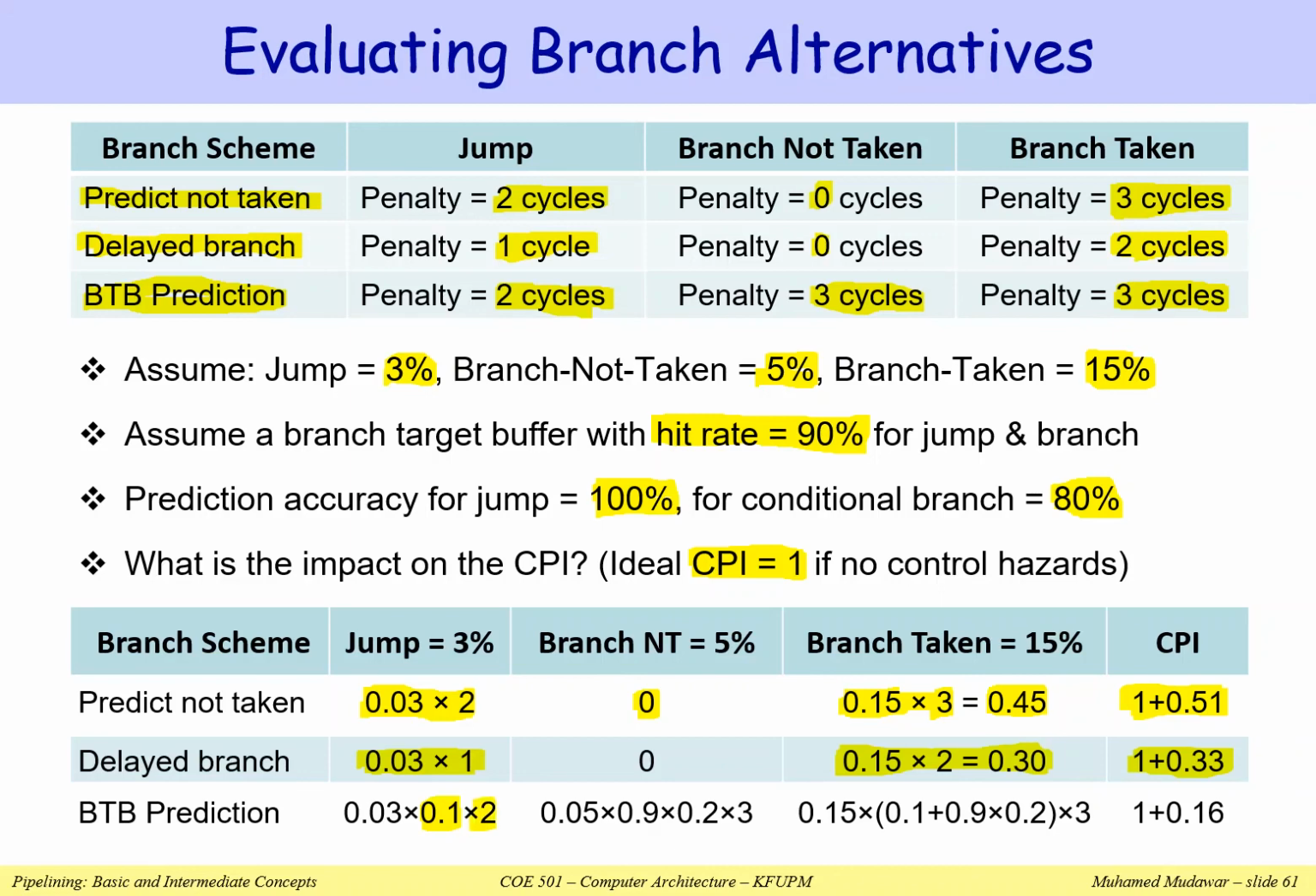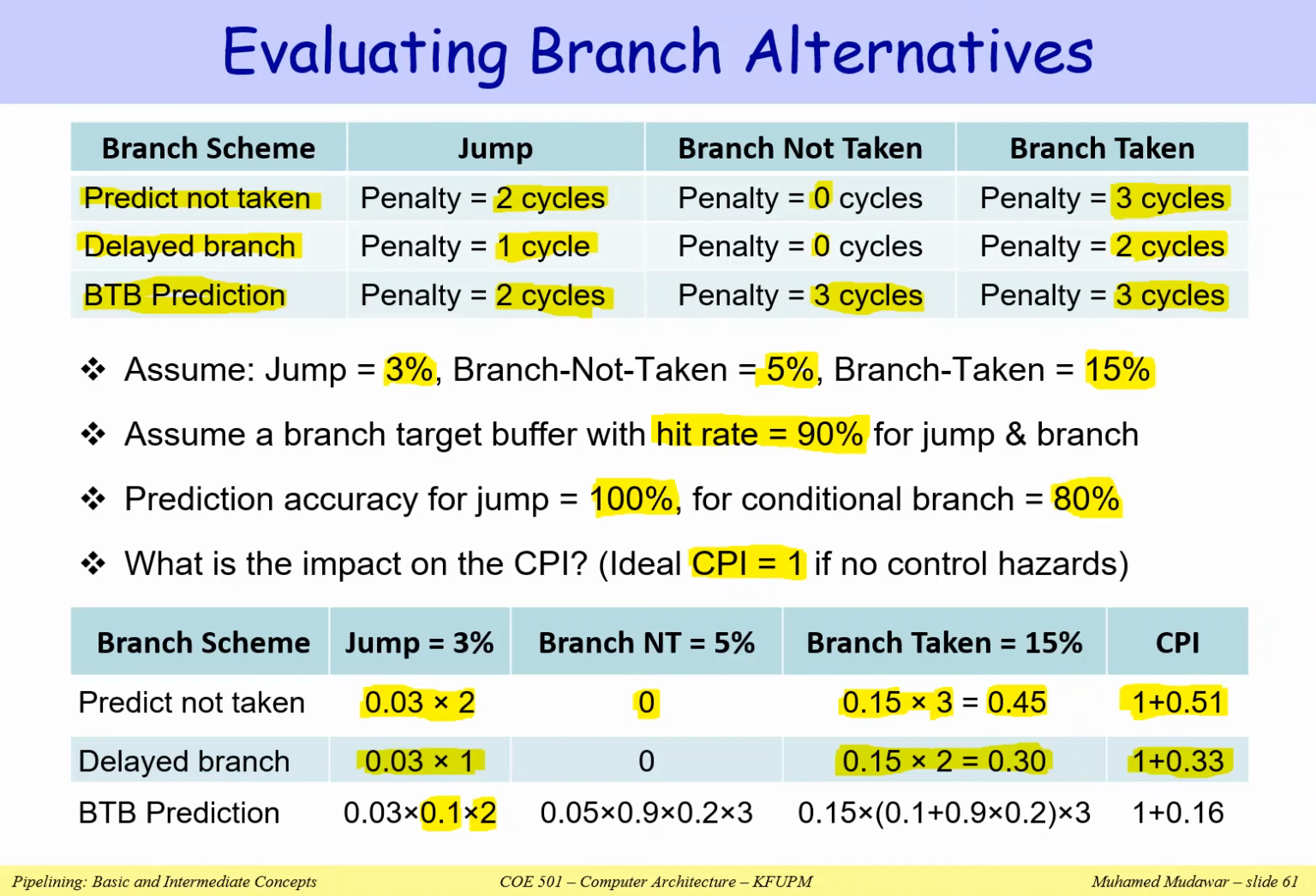When we have a hit, there are no stall cycles and there is no delay for the jump instruction. So only when we have a miss in the branch target buffer, and the miss rate is 10%, we are going to waste 2 clock cycles. In the case of a branch, well, we have two situations.